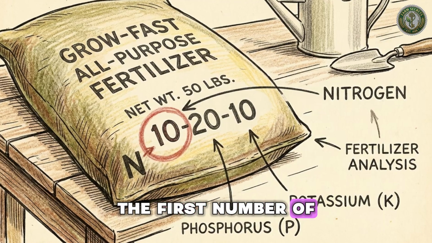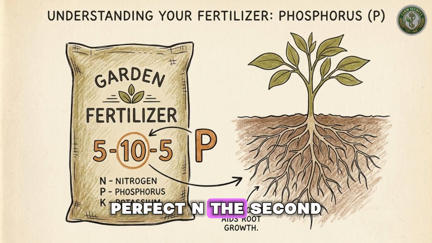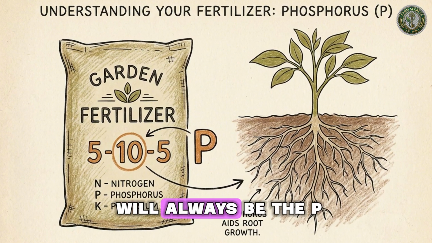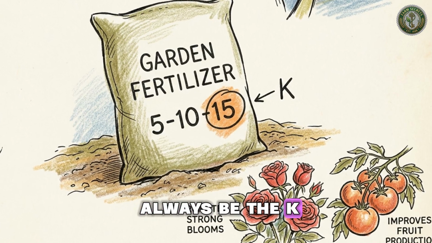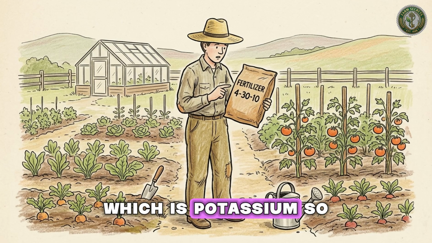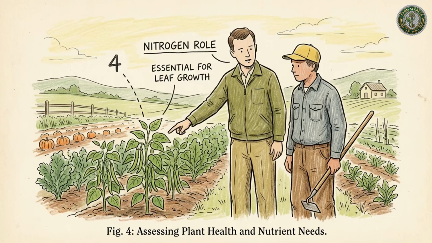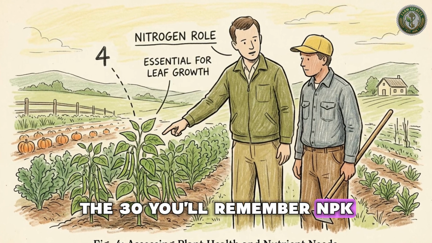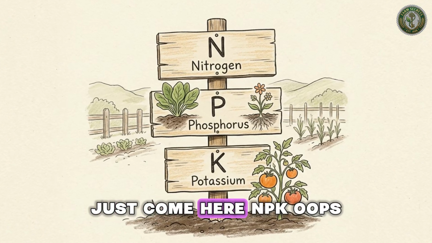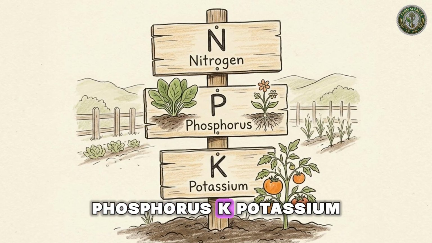Guys, the first number of the formula will always be the N, nitrogen. The second number after the dash will always be the P, which is phosphorus. And the third number will always be the K, which is potassium. So when he tells you 4-30-10, you'll remember this class. The 4 is nitrogen, the 30 is phosphorus, the 10 is potassium. Just remember NPK: nitrogen, phosphorus, potassium.